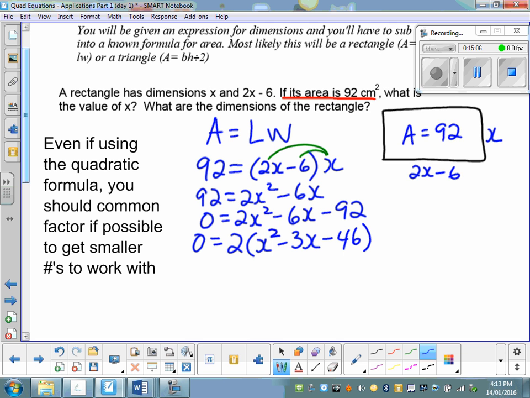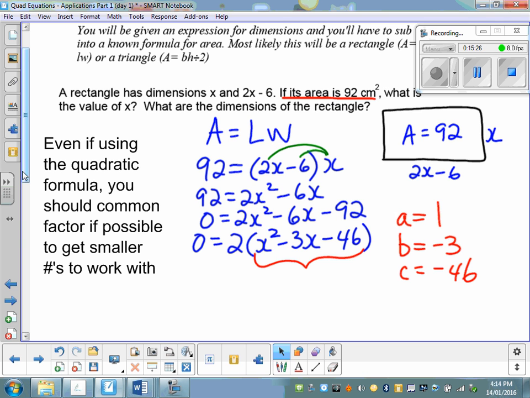And so now I've got smaller numbers to work with for the quadratic formula, because I only have to concern myself with what I have in the bracket there, because the 2 out in front isn't going to affect anything. So A is 1, B is negative 3, C is negative 46. So I'll just pause it here and I'll use the quadratic formula, see what we get.